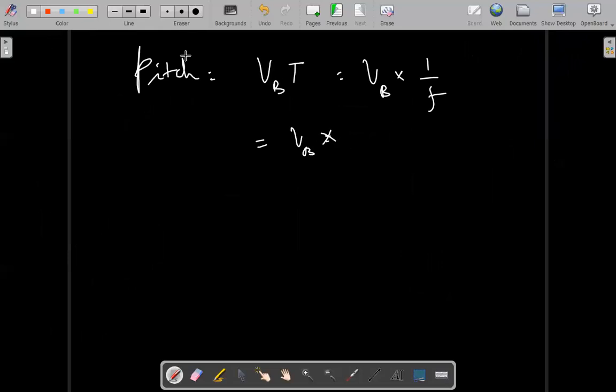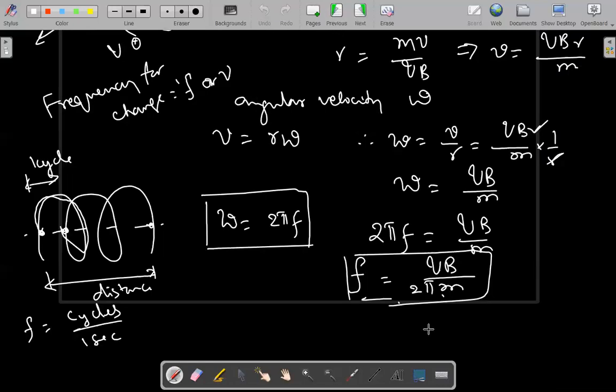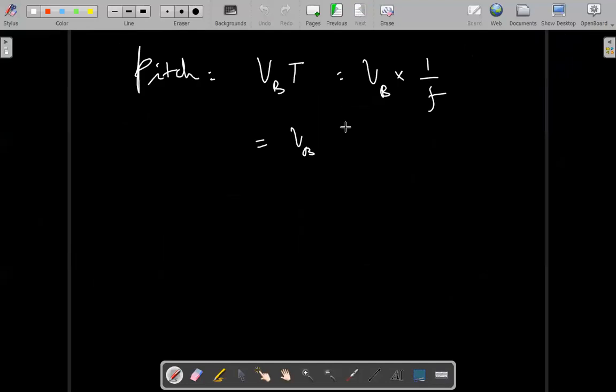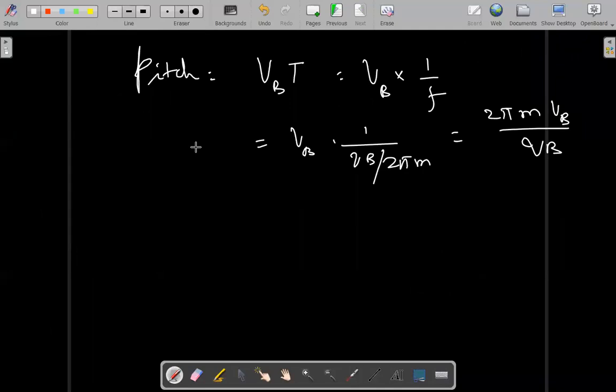So v_parallel into 1 by f. We will just make it as 1 by f only. We get qB by 2 pi m, so that is equal to 2 pi m v_parallel divided by qB. So this is the pitch formula. The radius of the circular component of the motion is called the radius of the helix.